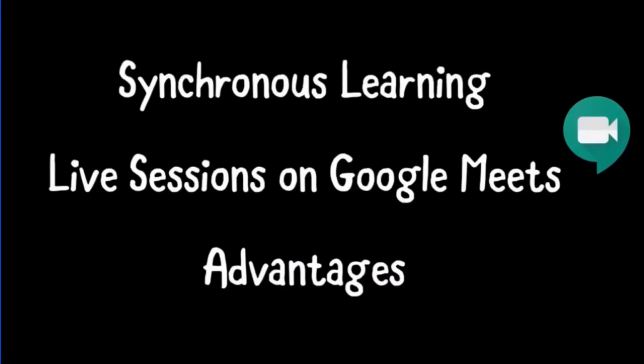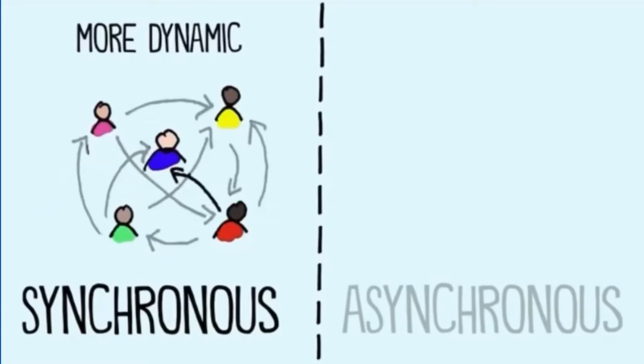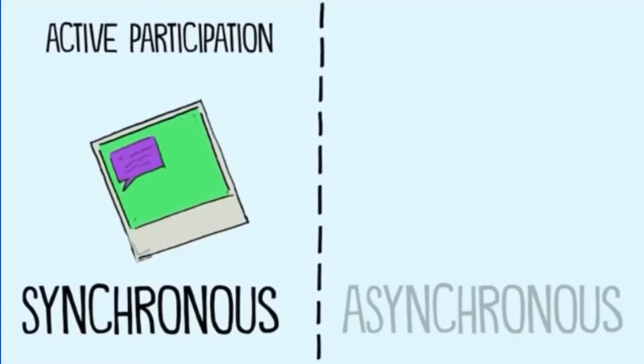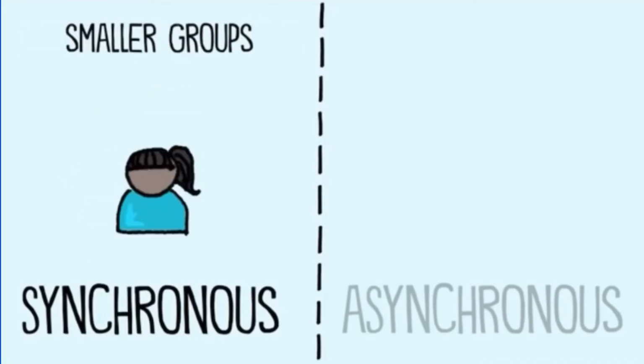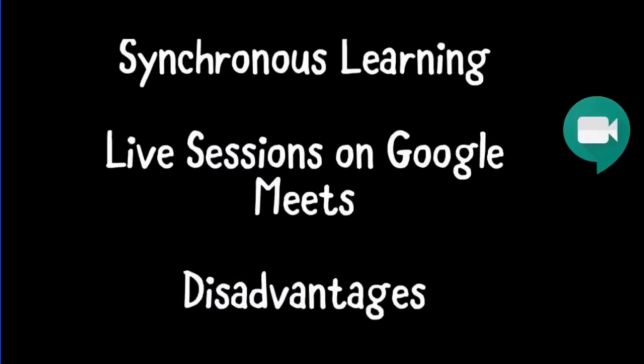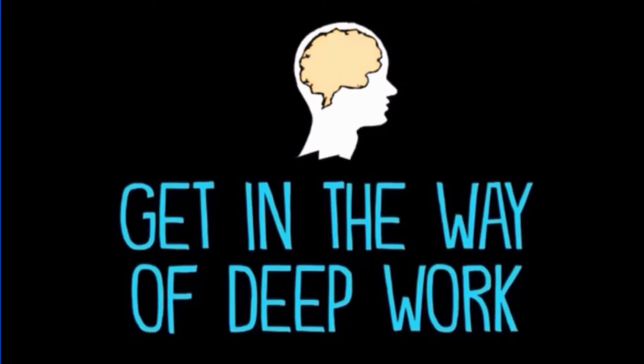So our synchronous learning live sessions on Google Meets have been going well because I can give scholars faster feedback. It's more dynamic for collaboration, active participation, and interactive discussions. It's also best for smaller groups. There are some disadvantages to synchronous learning that teachers need to look out for, including more interruptions, more distractions that could get in the way of deeper work.